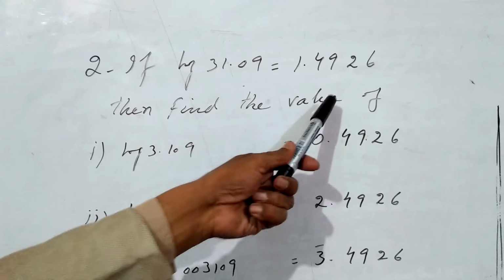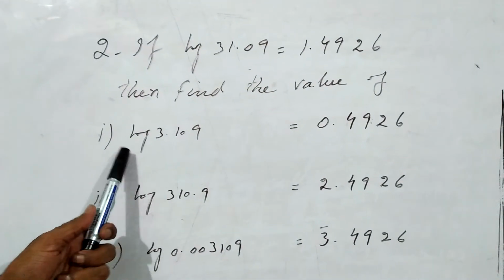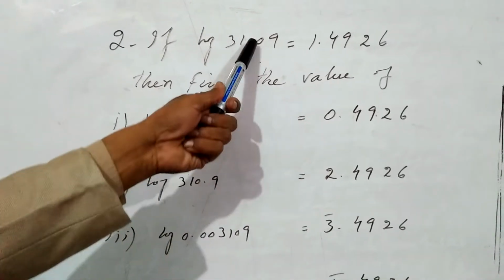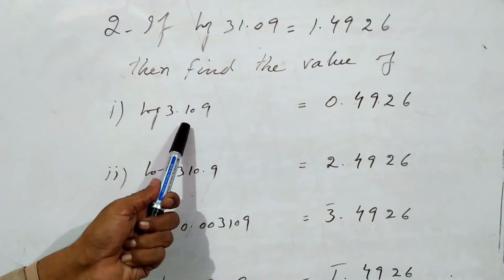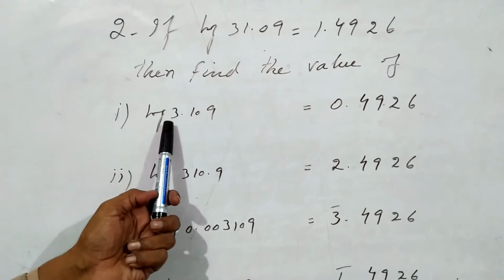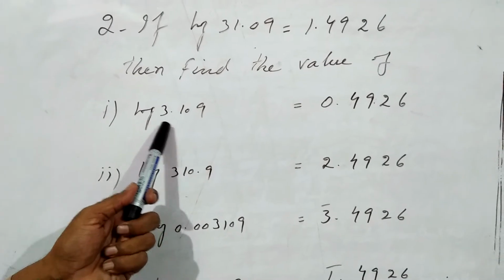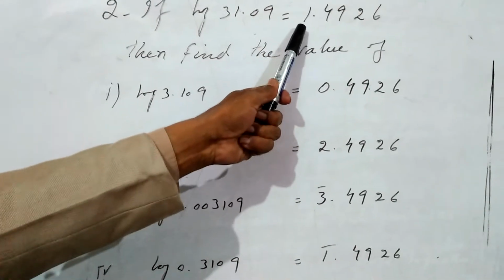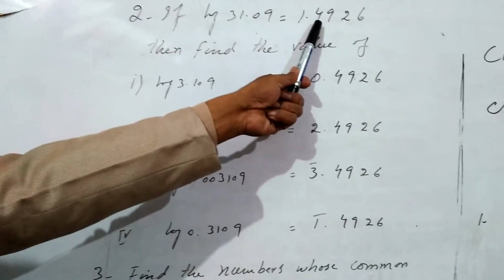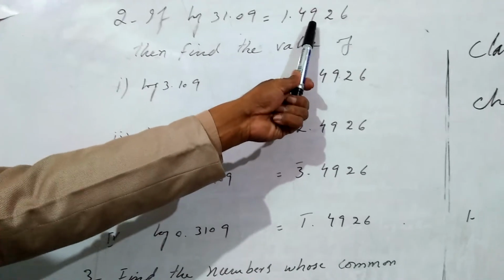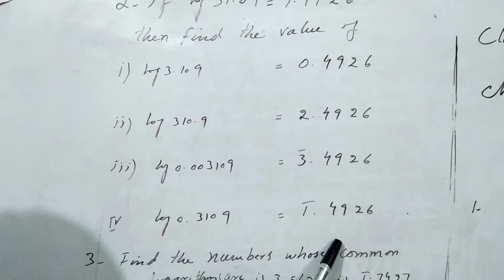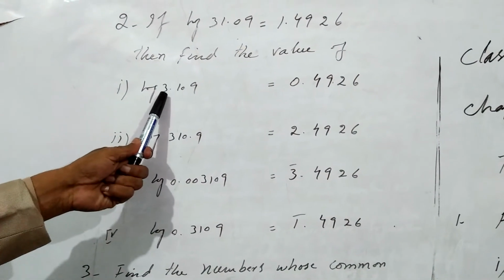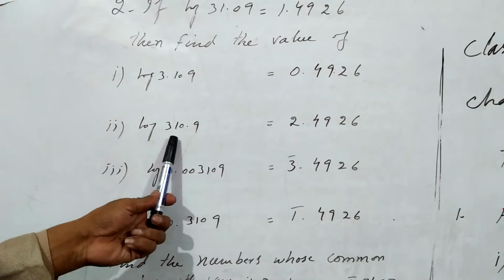Question number 2. If the logarithm of 31.09 is equal to 1.4926, then find the value of the following. Here log 3.109 value is the same, only its characteristic will change, whereas its mantissa will remain the same. Its characteristic is 1 and mantissa is 4926. So 4926 remains the same and its characteristic will change. Here characteristic is 0, so 0.4926.